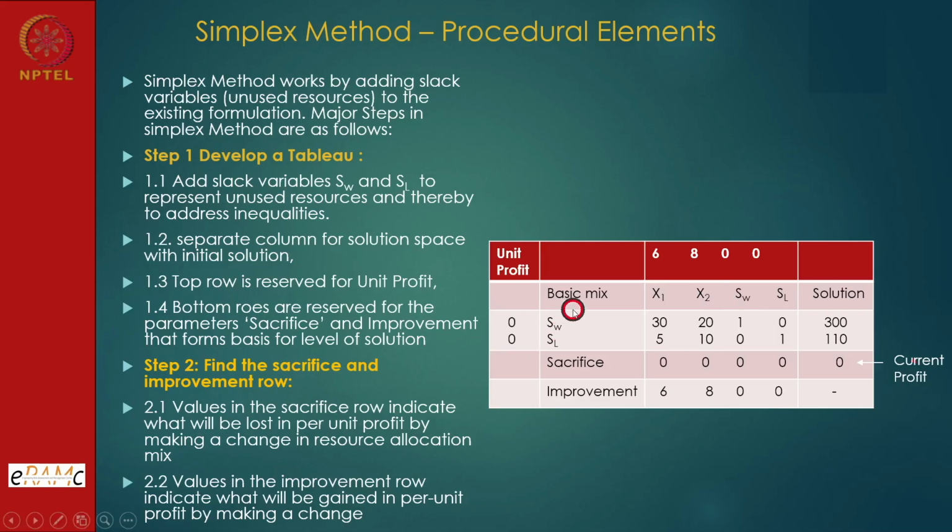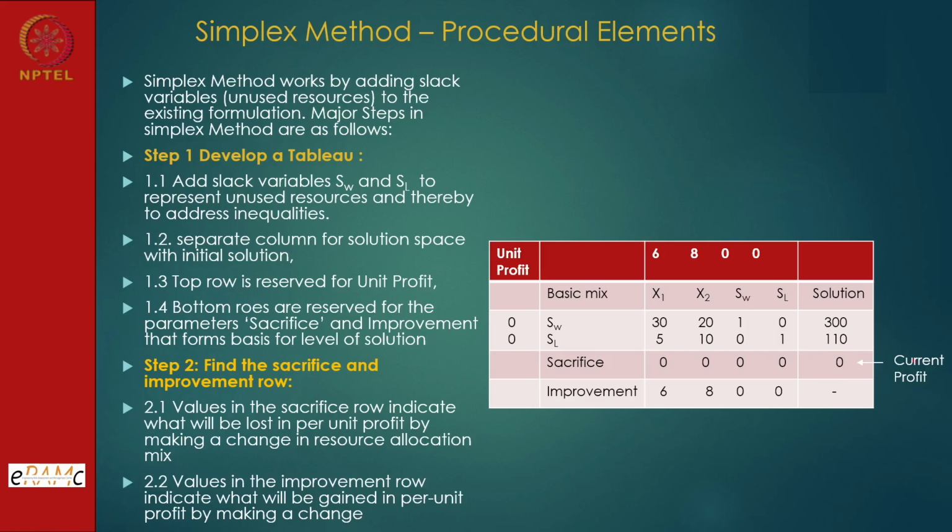Now, this table we have developed by doing this. There is one more term, the basic mix of variables that we have over here. And then unit profit is how much? Per unit profit at present was 6 and 8 that we have seen. And if x1 is equal to 30 in one equation, in the second equation 5, x2 is equal to 20 in the first equation and 10. Then SW is equal to 0, we are assigning randomly so that we can evaluate the other parameters, and the solution is 300 and 110. So, this is basically the first tableau that we have developed.